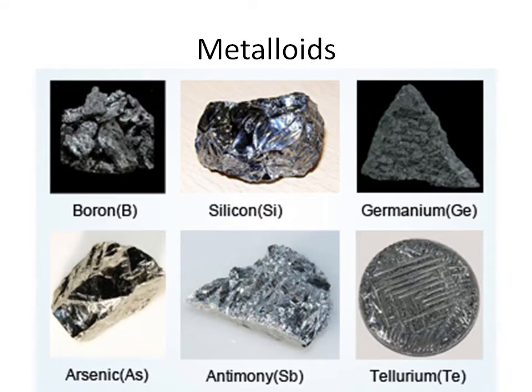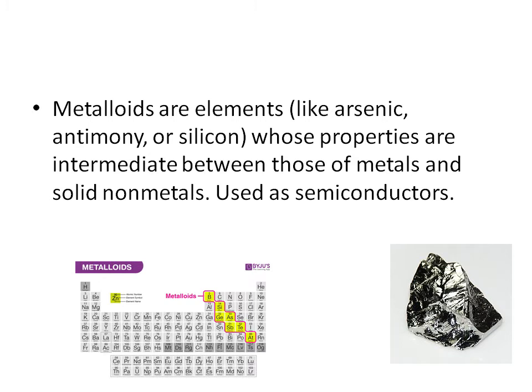Metalloids are a strange little group that's right between the metals and the nonmetals on the periodic table. And no surprise, they have properties of both. They often, like this piece of silicon here, look very metallic, but they don't act very metallic. In terms of electrical conductivity, they're somewhere in between. And this actually makes them useful as semiconductors in the computer business.